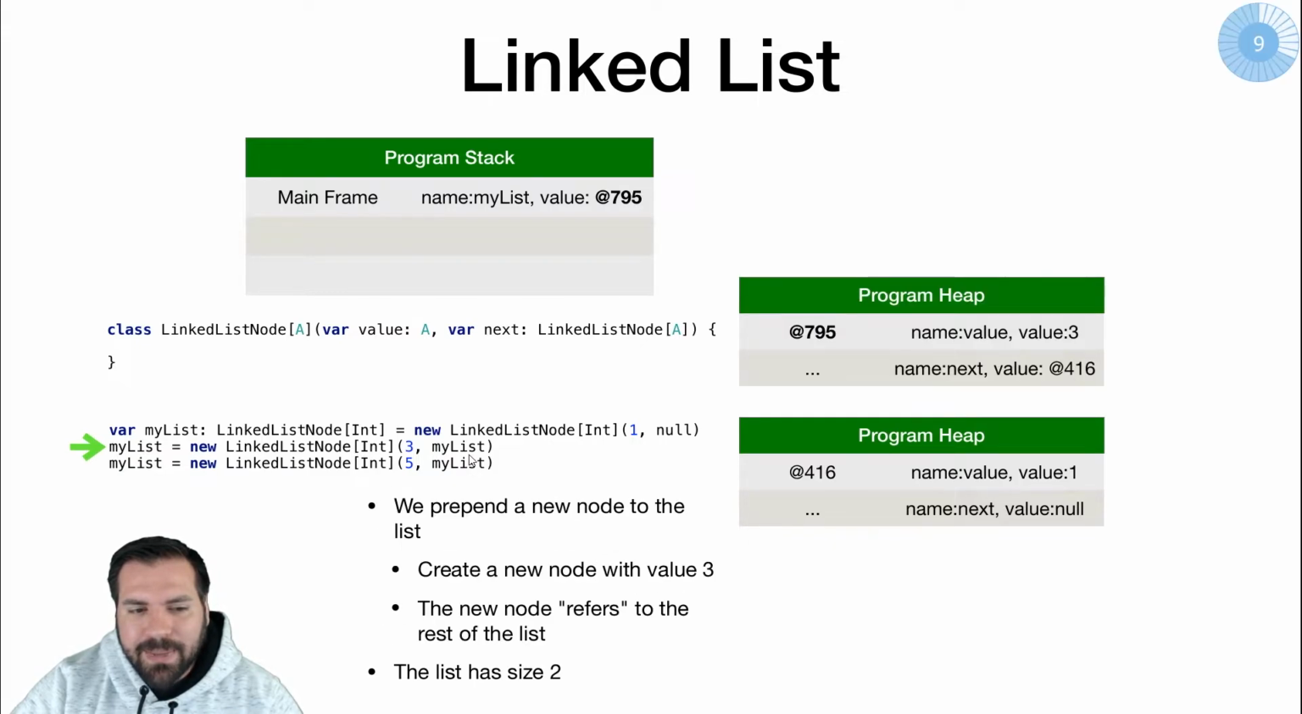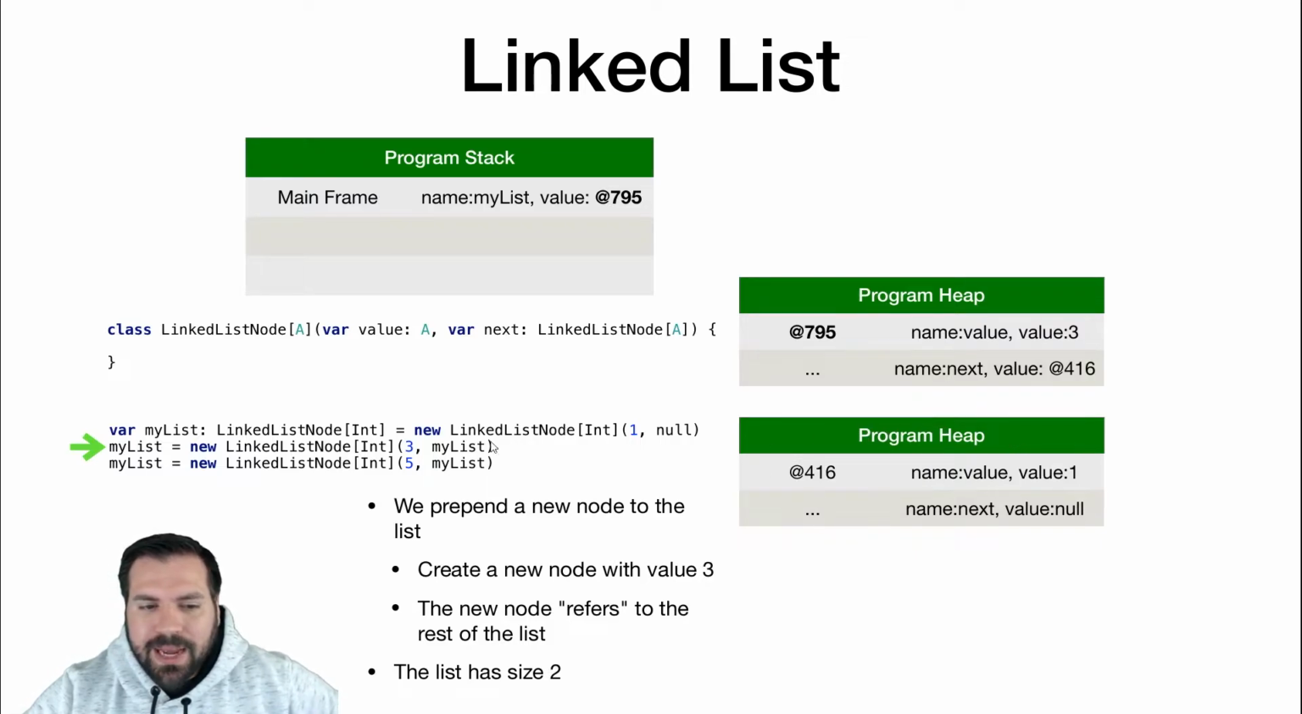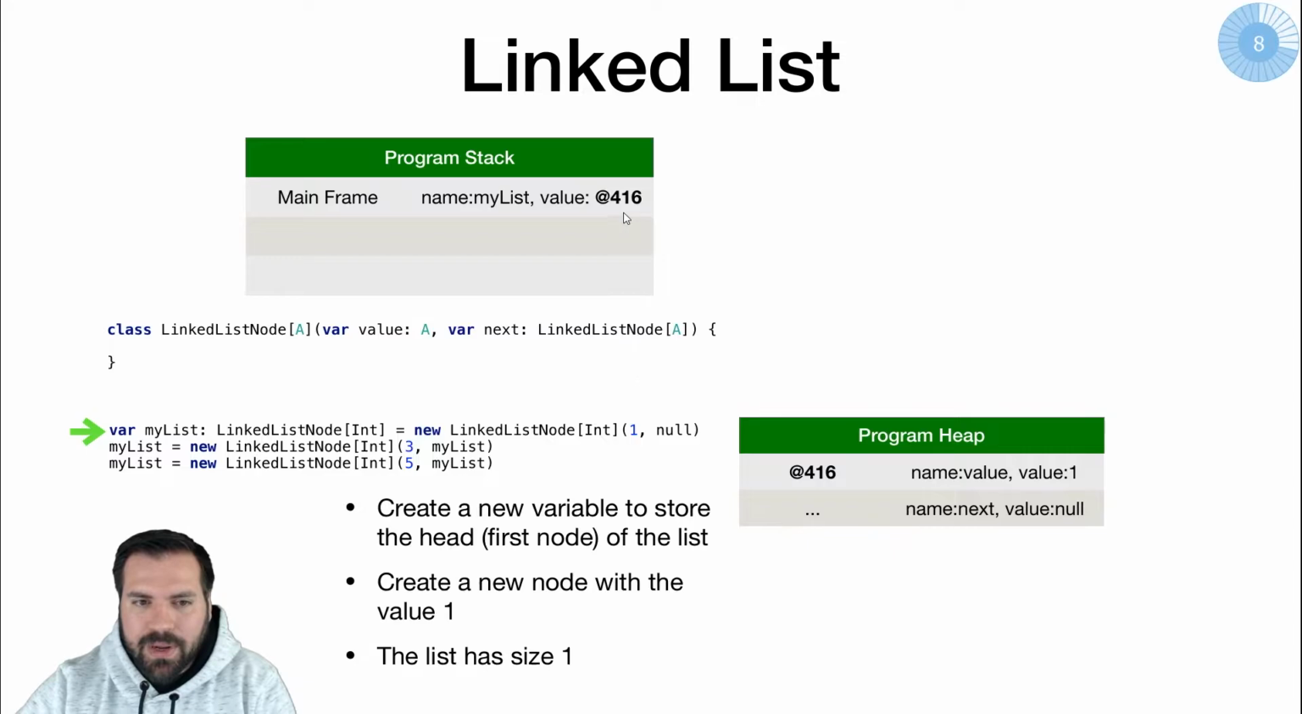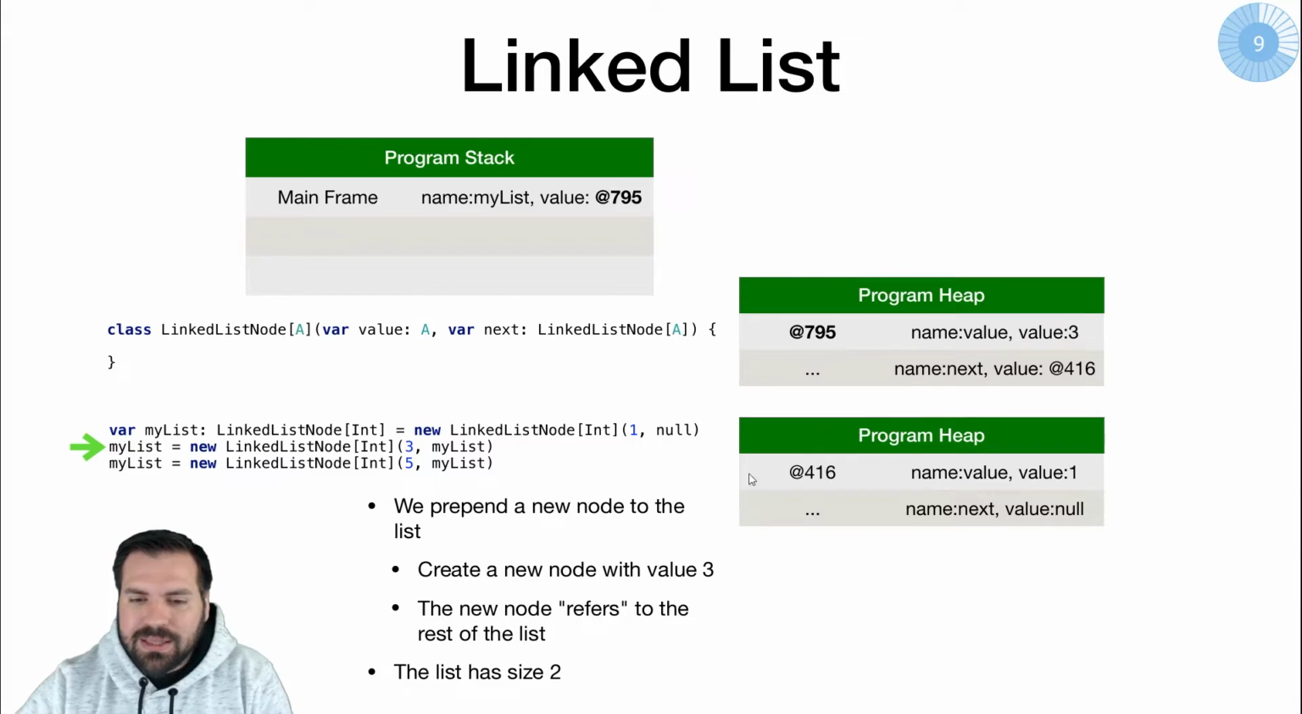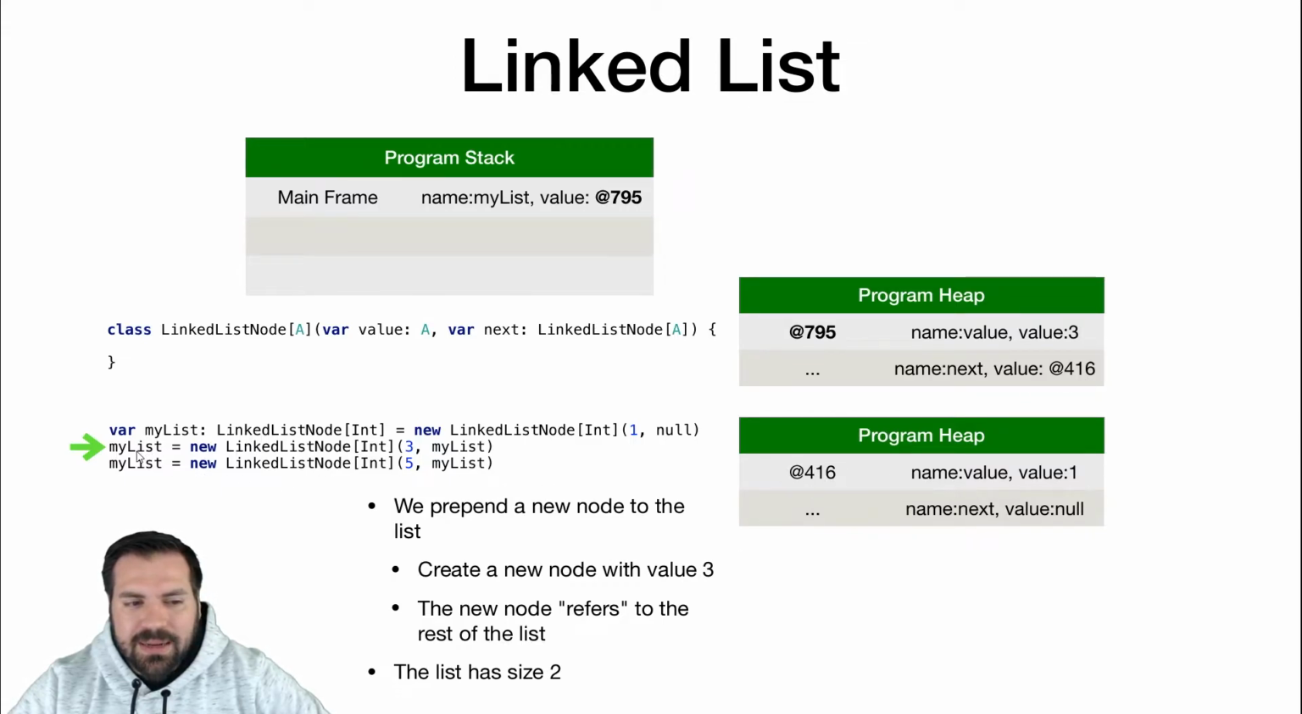On the next line, my list is going to resolve to the reference to this object on the heap. So my list is storing a reference. At that point, my list is storing a reference at 416. This object on the heap, when we create this new linked list node, that's a new object on the heap with a value 3 and a next of 416, what my list used to refer to. And then we're reassigning my list to the return value of this constructor, which returns a reference to the object that was created, which in our case here is this made up number 795. It is a real number, but I just picked that one randomly-ish.